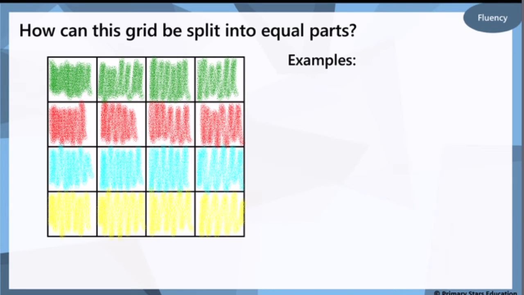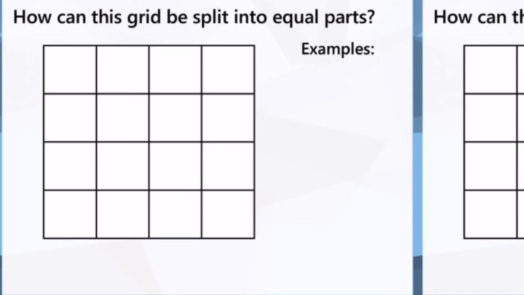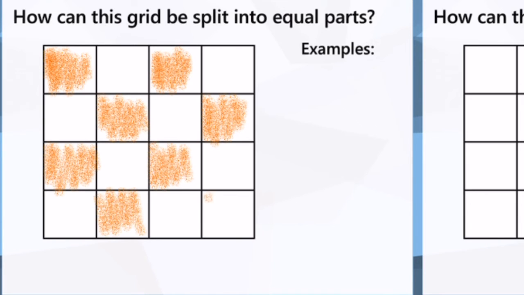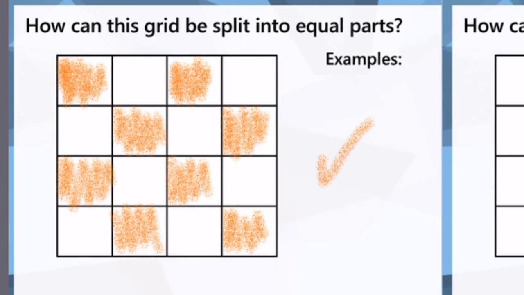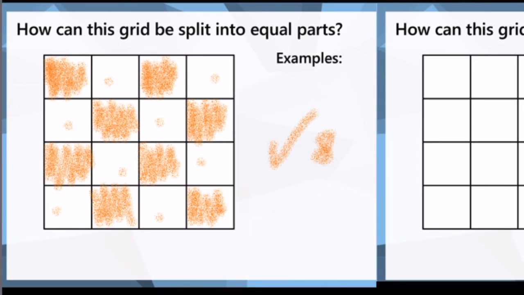Does this show equal parts? Yes, because there are 4 greens, 4 reds, 4 blues and 4 yellows. I could do it like this. I could have orange, orange, orange, orange, orange, orange, orange and orange. Does this show equal parts? Yes, because I've got 1, 2, 3, 4, 5, 6, 7, 8 oranges and 1, 2, 3, 4, 5, 6, 7, 8 whites.